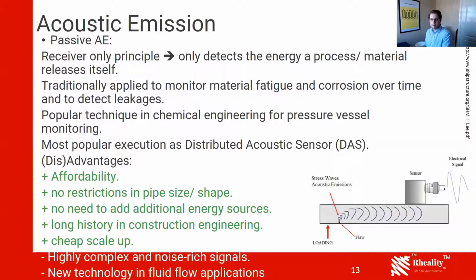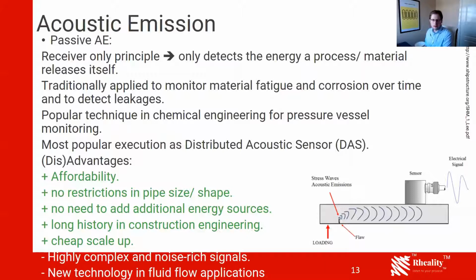What we use is a passive system. A passive system looks simpler. It's a receiver system only. We have one sensor listening to the process, and it only detects the energy the process or the material will release by itself. So it's very traditionally applied, as I said, to material health measurements, often applied to bridges or railway tracks to look at corrosion over time. In chemical engineering, in some countries it is actually a recommended standard to use acoustic emission measurements and passive acoustics to look at pressure vessel monitoring along the wall.